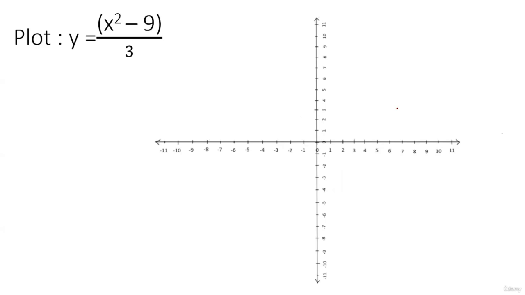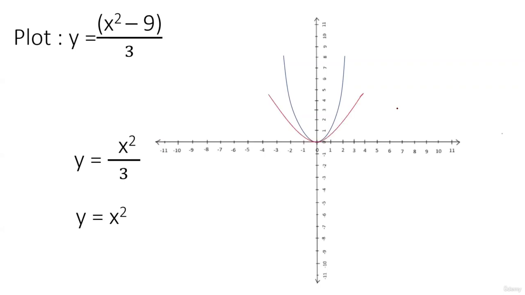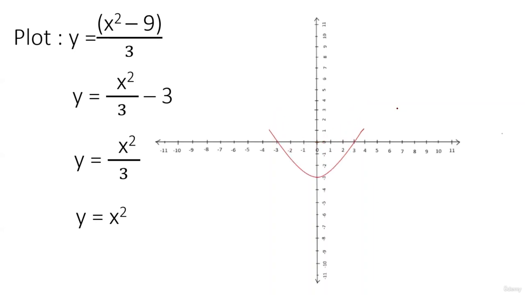Again we start with the reference graph which we know, y is equal to x square. Then we divide it by 3. Whenever we divide by some value or multiply by a fraction, the graph basically expands about the y-axis, right? So the graph will expand about the y-axis. The next step is you subtract 3, so you take the graph down by 3 steps. This is the required graph for y is equal to x square minus 9 divided by 3.